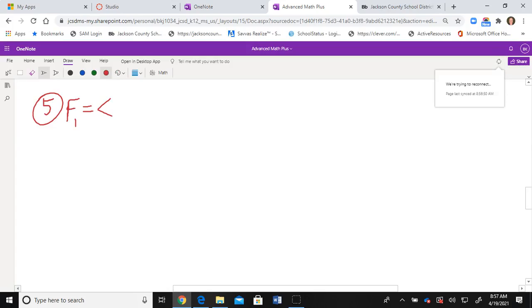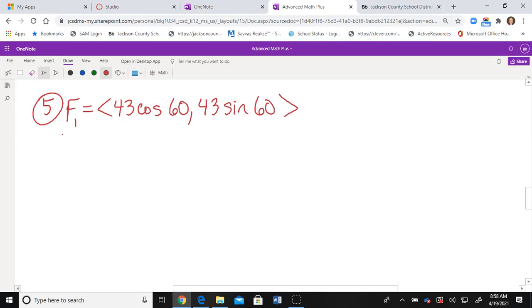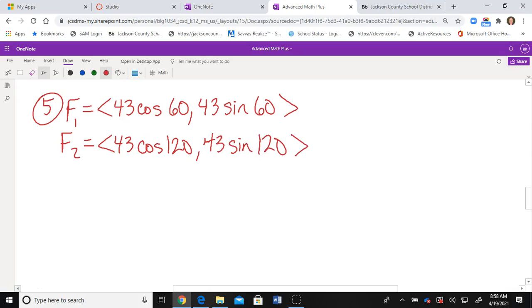Okay. We have what was a 43 Newton force at 60 degrees, and another 43 Newton force at 120 degrees. So this is going to be 43 cosine 60, 43 sine 60, okay? And our second force, 43 cosine 120, and 43 sine of 120. And just like last time, we're going to add those up to get our magnitude of the resultant.